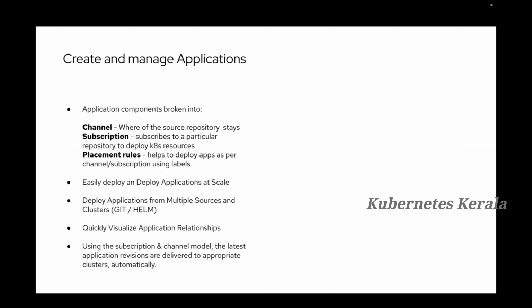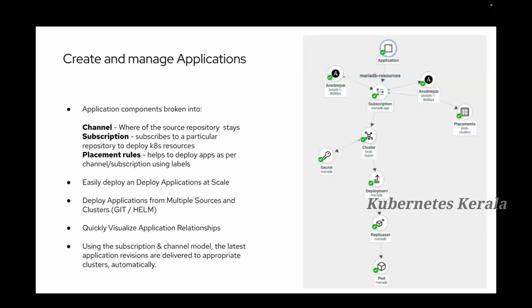And these are all taken care of by this particular tool. As we could see here, the application components are majorly divided into three subsets, which are channel, subscription, and placement rules. So channel is nothing but where the repository stays. Maybe it could be a Git repository, a Helm chart, or an object store, where the YAML file would be created. And using this particular channel, you can source your code and deploy it in your application. Secondly, it could be your subscription, where it subscribes to a particular repository to deploy the end-to-end cluster container resources.